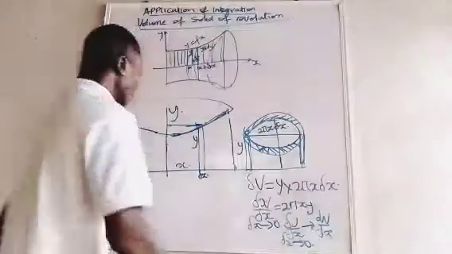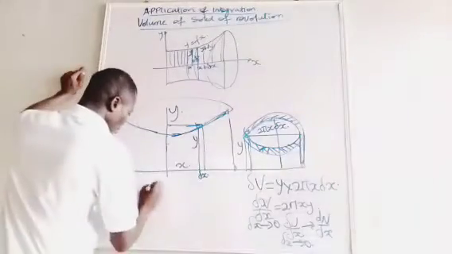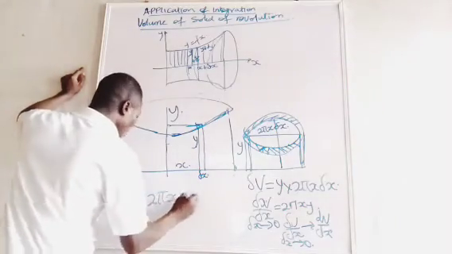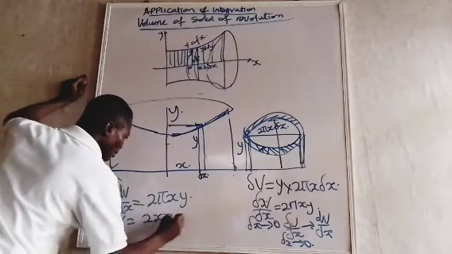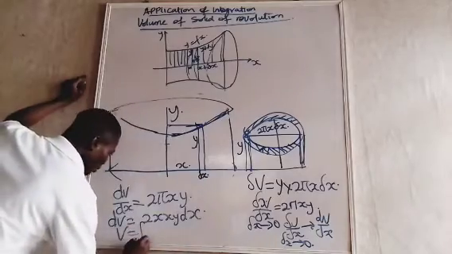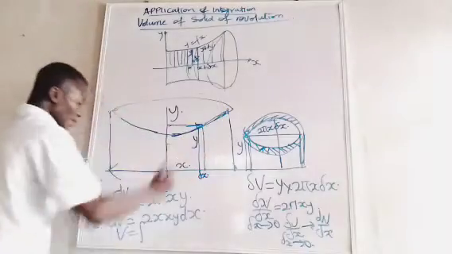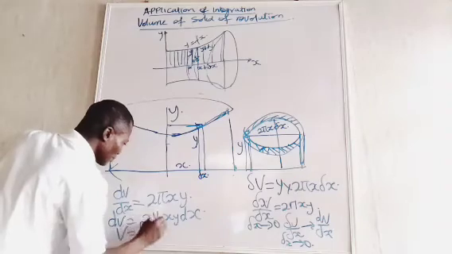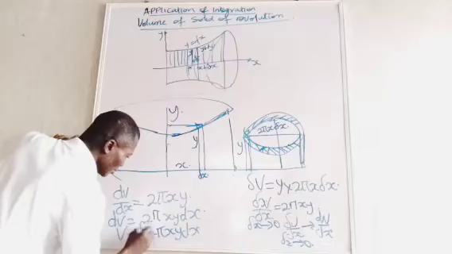So you can see, dV/dx in this instance is going to be 2 pi x y. So dV is going to be 2 pi x y dx. So V will be the summation of these strips up to any extent, and that's going to give you 2 pi x y dx from x1 to x2.